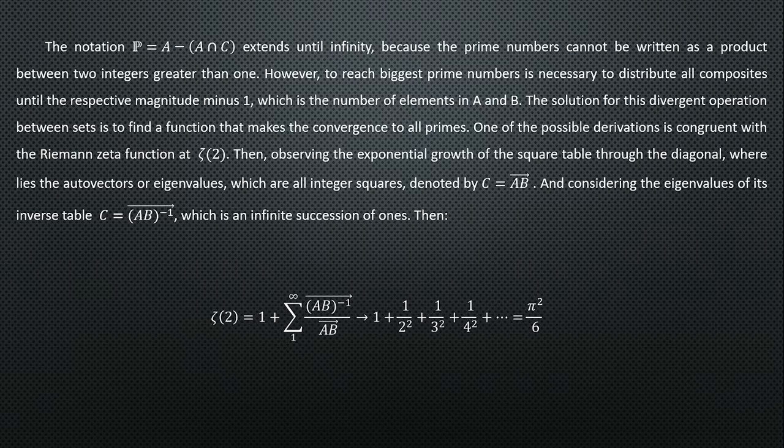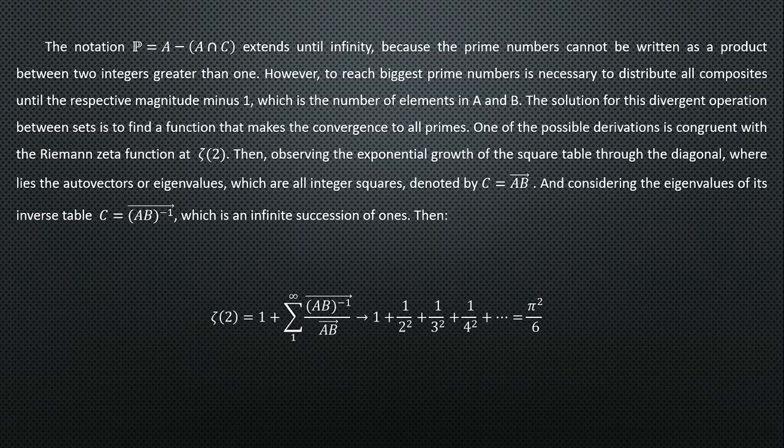One of the possible derivations is congruent with the Riemann zeta function at zeta 2. Then, observing the exponential growth of the square table through the diagonal, where lie the autovectors or eigenvalues, which are all integer squares, denoted by C is equal to the autovectors of A times B. And considering the autovectors of its inverse table, C is equal to the autovectors of A divided by B, which is an infinite succession of ones.